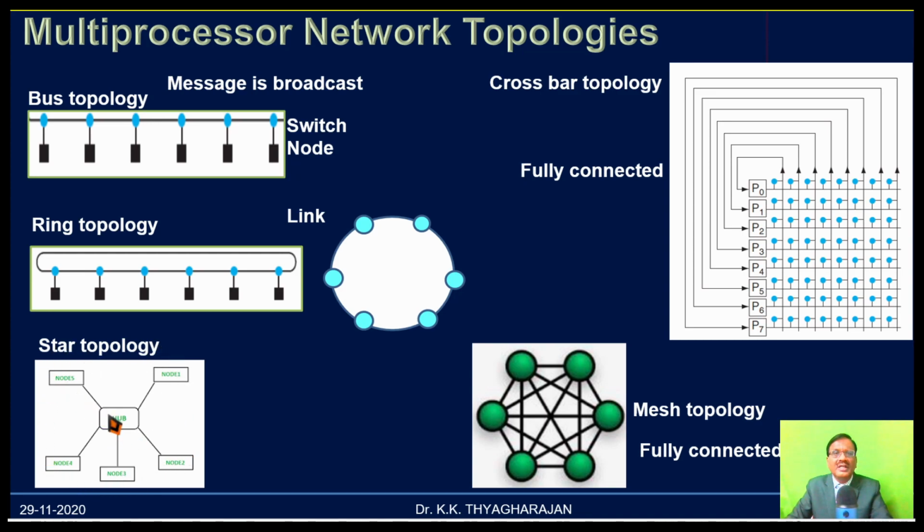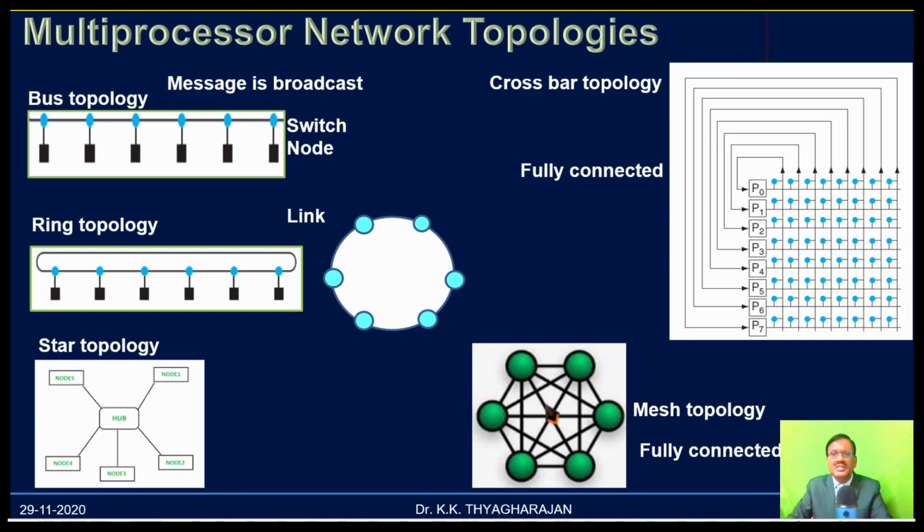So any node can communicate to another node through this hub only. If this node wants to communicate with this one, it will communicate through this hub. Then another topology is mesh topology. Here each node is connected to all other nodes.